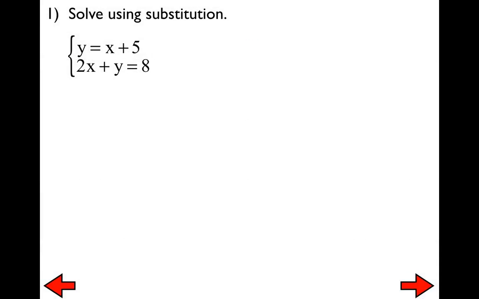So first, we're going to jump into our first example. Hopefully from yesterday's lesson, you got an idea of what we were trying to do. In a case like this, the new method that we're trying to learn is to make sure that both equations have a variable that's already solved for. Since this one's already solved for y, I'm going to make sure both equations are solved for y. So the first one is y equals x plus 5. The second one is not solved for y, so I'm going to have to manipulate it a little bit first before we get started.